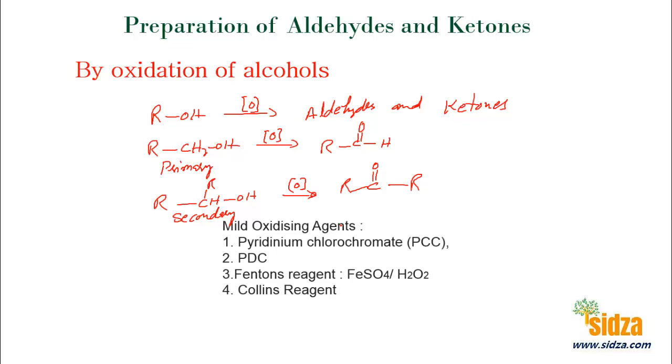The oxidizing agents normally used for this oxidation process are mild oxidizing agents like PCC, pyridinium chlorochromate, or PDC, pyridinium dichlorochromate, Fenton's reagent, which is ferrous sulfate and hydrogen peroxide, and the Collins reagent also. So these are some mild oxidizing agents that we can use for the oxidation of alcohols into aldehydes and ketones.